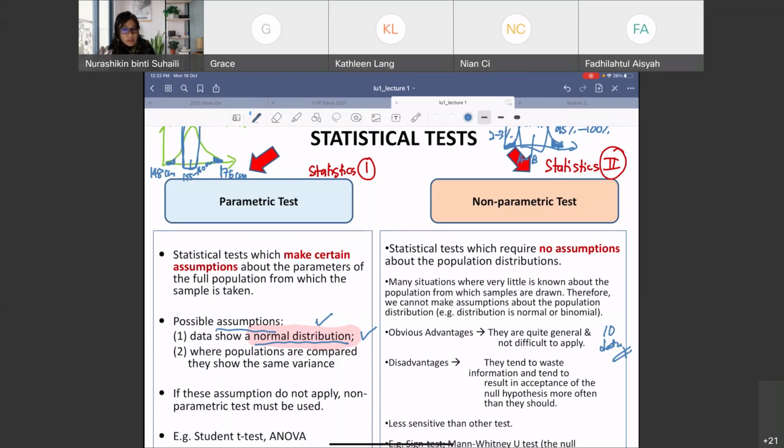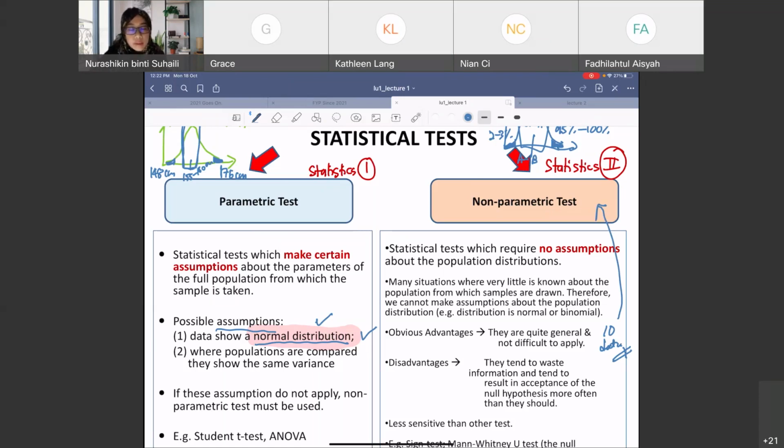So in that situation, more often than not, we just do not make any assumption. We do not know actually how these data behave. So that falls under the category of non-parametric data. This type of data is non-parametric data, and in that situation, we have to use non-parametric tests to analyze the data.